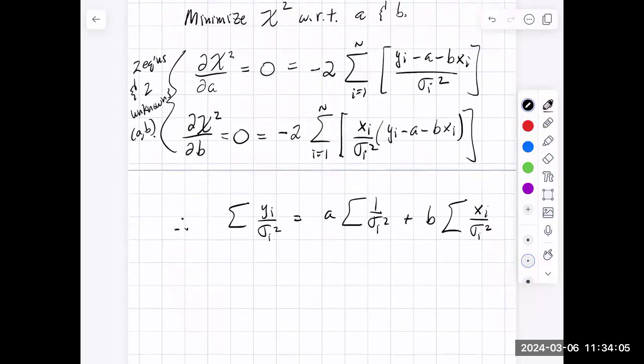And for the second equation, we'll get similar stuff, but we're going to have an extra xi factor floating around. So we'll get the sum of xi yi over sigma i squared equals a times the sum of xi over sigma i squared, and then plus b times the sum of xi squared over sigma i squared.